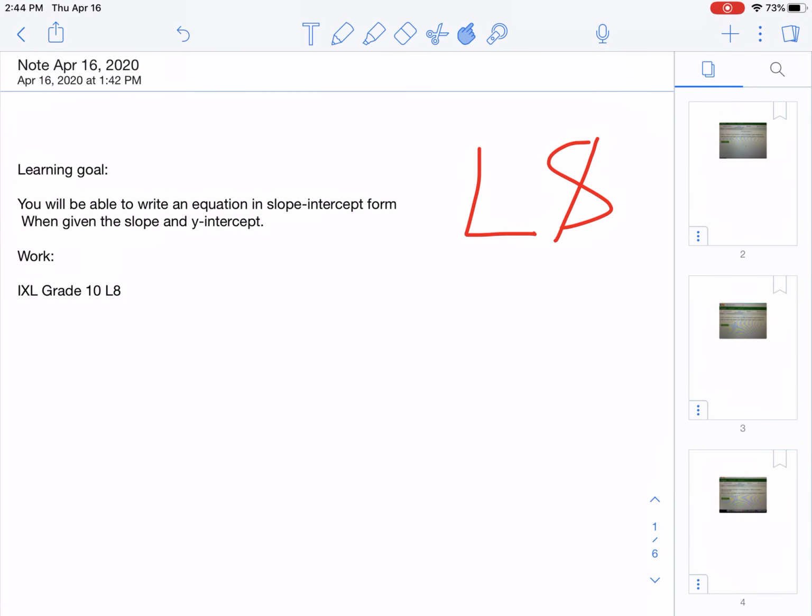Today you'll be able to write an equation in slope-intercept form when given the slope and y-intercept. The work for today is an IXL grade 10 L8.